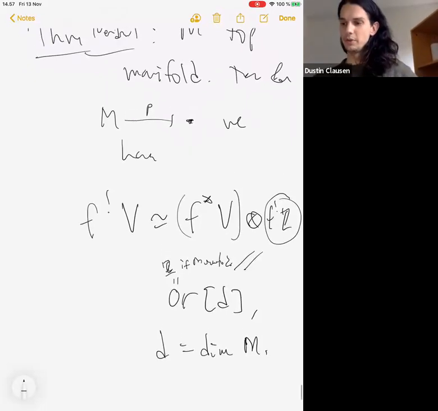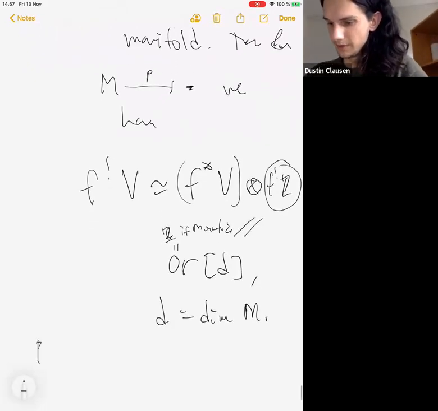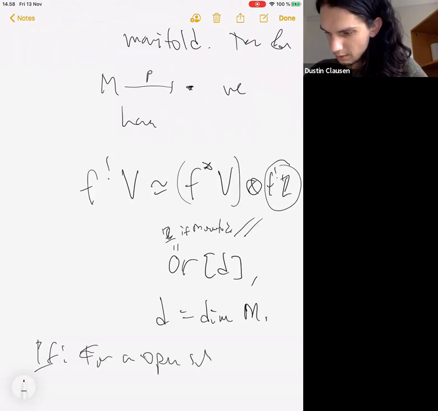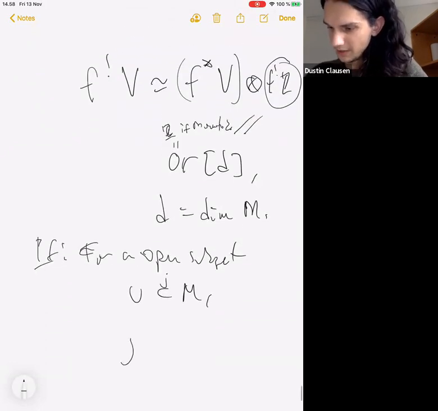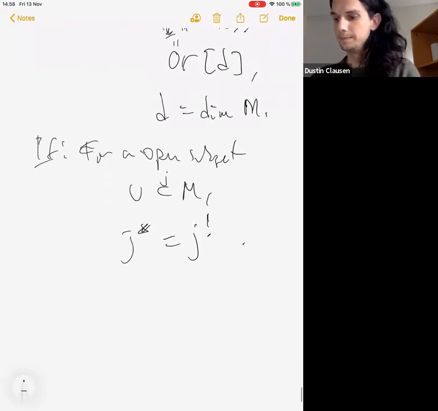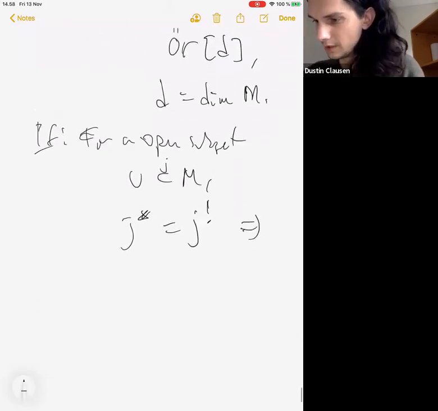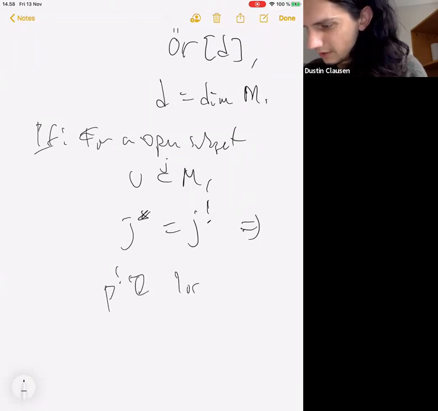And this you can prove locally. So the proof is basically, for an open subset, you can just look at the definitions, and for the inclusion of an open subset, you can see that these things are the same. So that means that this construction of p upper shriek of Z localizes on M.